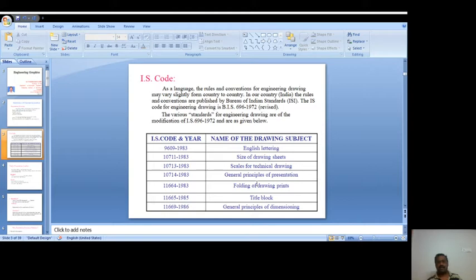Based on that, India defined the standards through the Bureau of Indian Standards, that is the BIS standards, IS 696 of 1972 for drawings. Based on that, in 1983 English lettering and also size of drawing sheets, and also scale of technical drawing, general principles of presentation, folding of drawing prints, in 1985 title block, and in 1986 general principles of dimensions. These are created so that we understand the size of the title block, and the font size will be something like this.